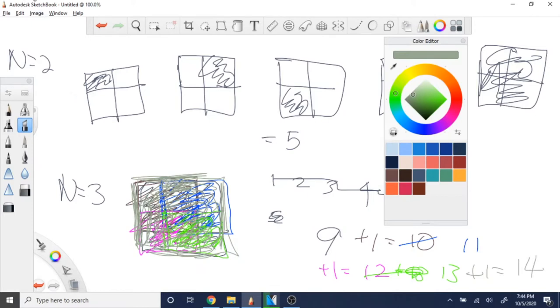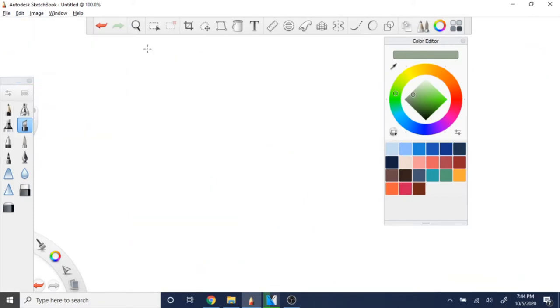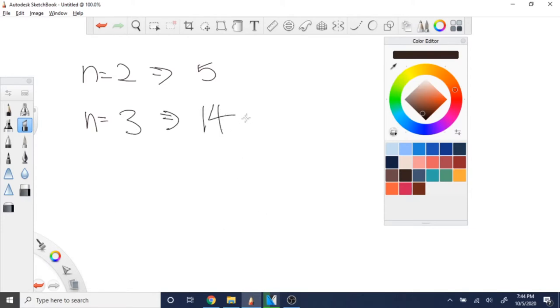So now if we were to redo this, if n is equal to 2, the answer would be 5. If n is equal to 3, the answer is 14, from what we wrote. Now let's look at what happens when n is equal to 4.